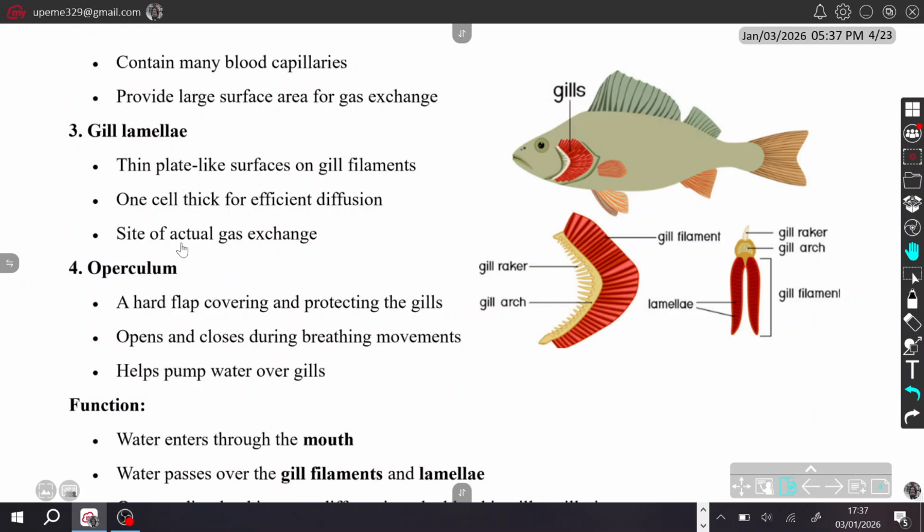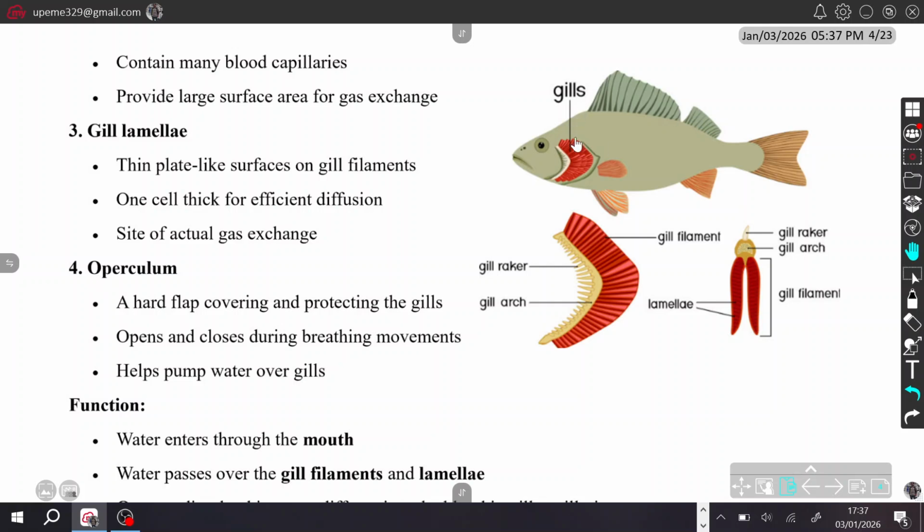So it is a site of actual gas exchange. So these lamellae are the actual site for gas exchange. All right. Then next we go to what is known as the operculum.